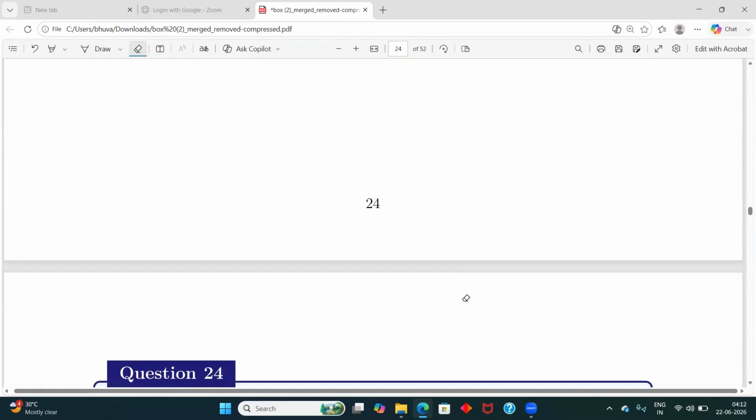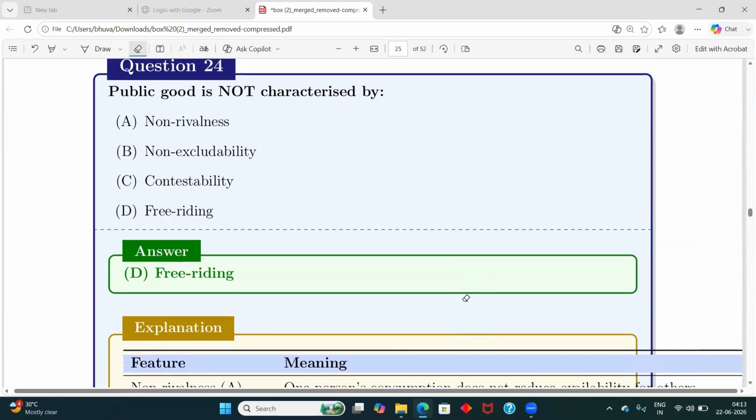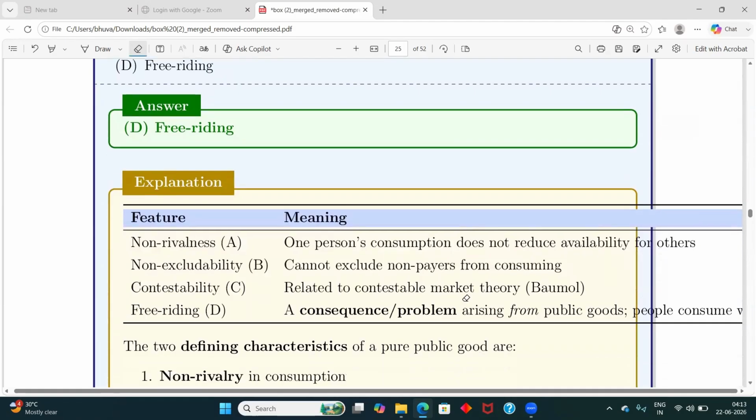Now moving to the next question. Question number 24. Public good is not characterized by: option A, non-rivalness; option B, non-excludability; option C, contestability; and option D, free riding. Let's see the features and meaning.